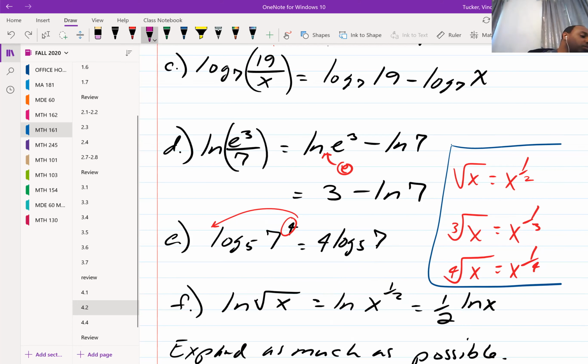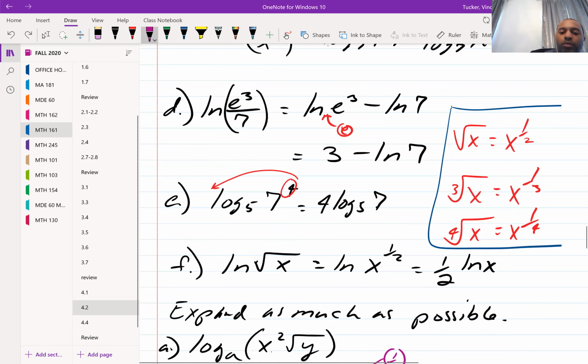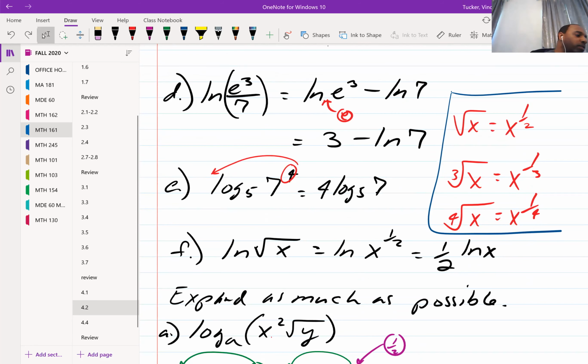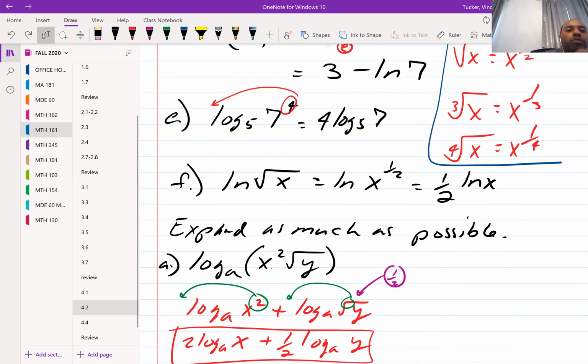Make sure we're good before we go to the next thing. So next, we want to expand again, but they're giving us multiple steps to do so. Let's look at this one.